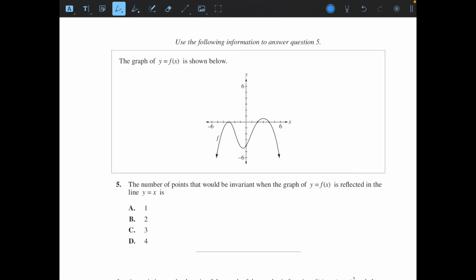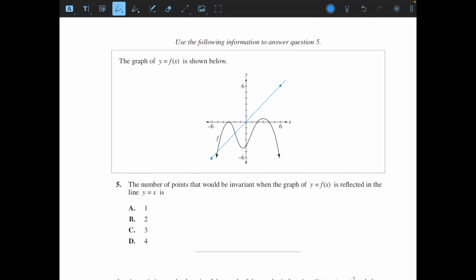Question 5 is asking for how many points would be invariant when this graph, this weird wiggle, is reflected in the line y equals x. So first of all, let's just draw the line y equals x. So y equals x is going to have negative 6, negative 6. It's going to have 6, 6. It's going to have 0, 0. It's going to have 1, 1, 2, 2, 3, 3, etc. I'm just going to draw a line here, and hopefully, yeah, that looks like it lines up.